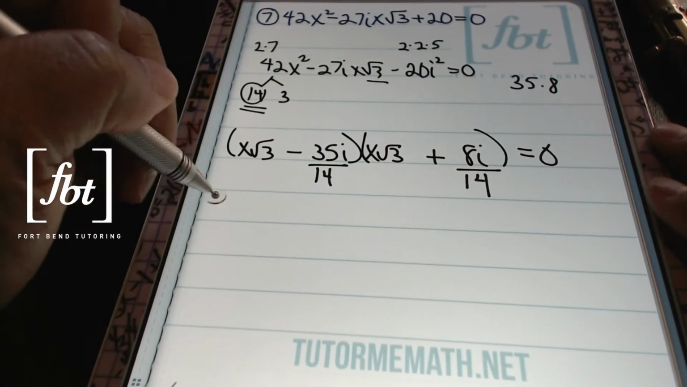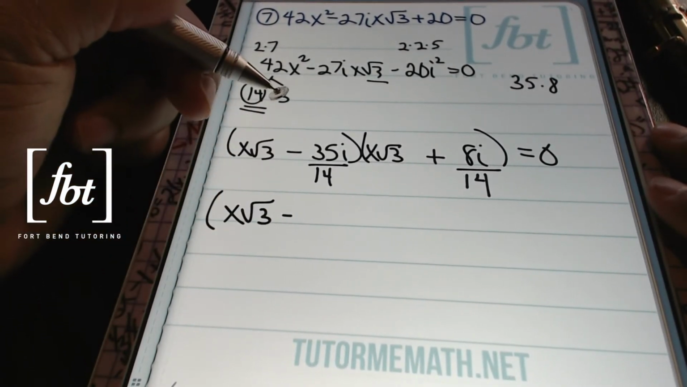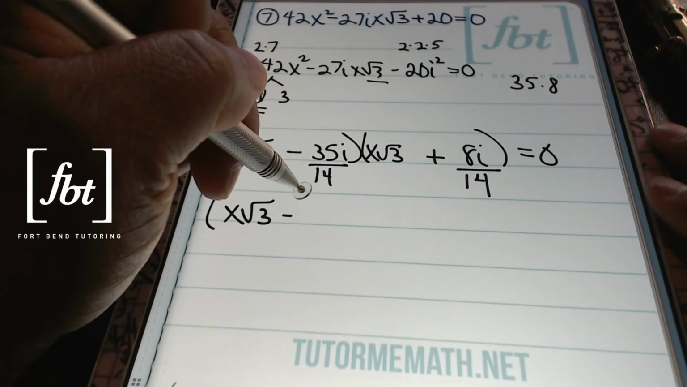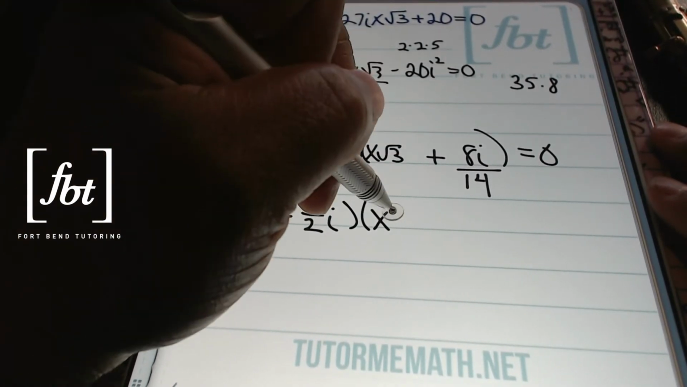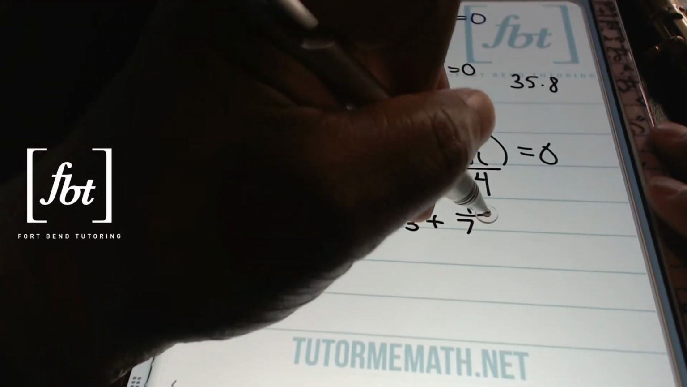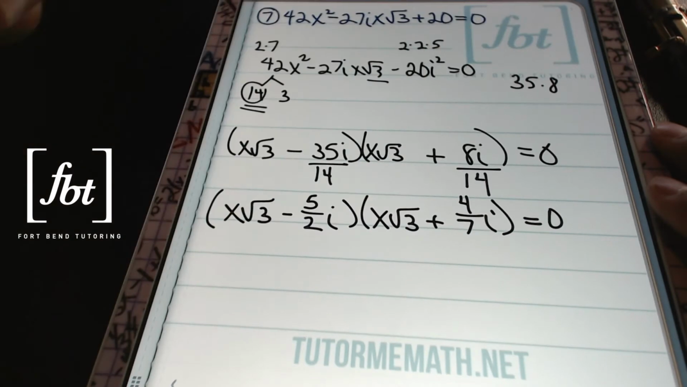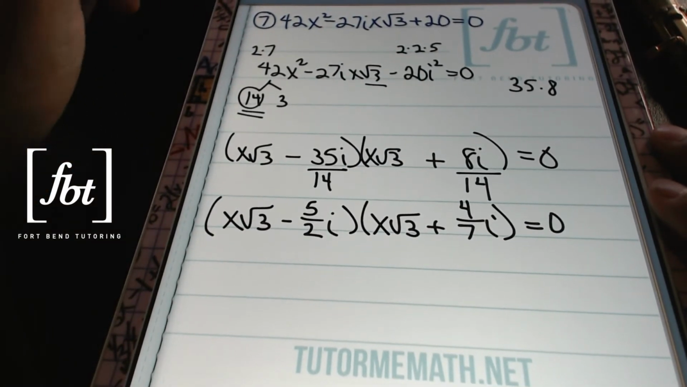Okay, from here we'll be simplifying this. So this is going to be x times the square root of 3, reducing the 35 14ths by 7. That gives us 5 halves i. Reducing the 8 14ths by 2, this gives us 4/7 i. And then any remaining denominators will be brought in front of the variable x.